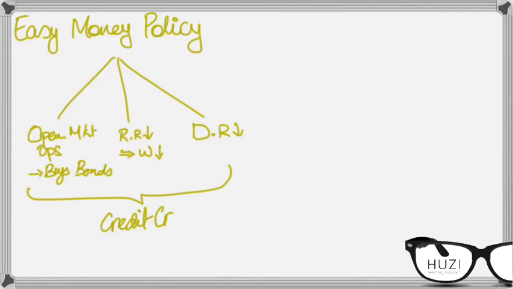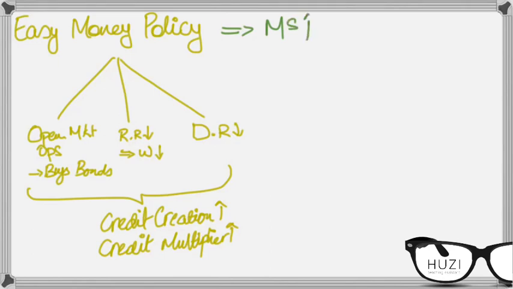This means all of this combined together leads to credit creation, while the credit multiplier also increases because of less leakages. So this leads to a rise in the money supply and a fall in interest rates.